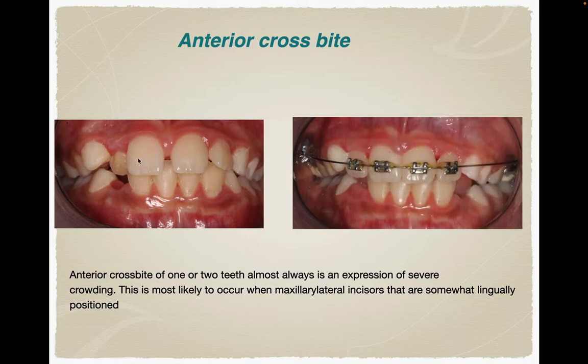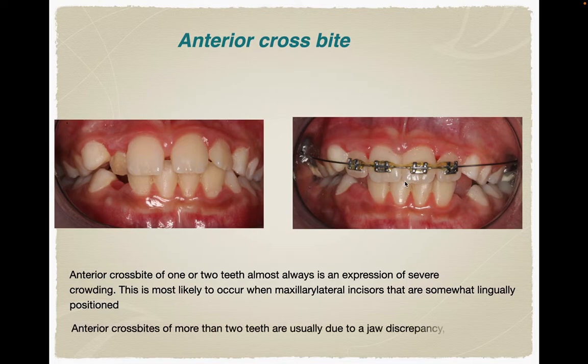Treatment plan usually is to create space for this tooth and move it forward. If the patient is in the mixed dentition, that can be done by a 2x4 appliance, as you can see here, or a removable appliance, or if the patient is undergoing orthodontic treatment, that can be done by a complete fixed appliance. Now, if the anterior crossbite is limited to 1 or 2 teeth, usually the cause is local crowding or position of the tooth germ.